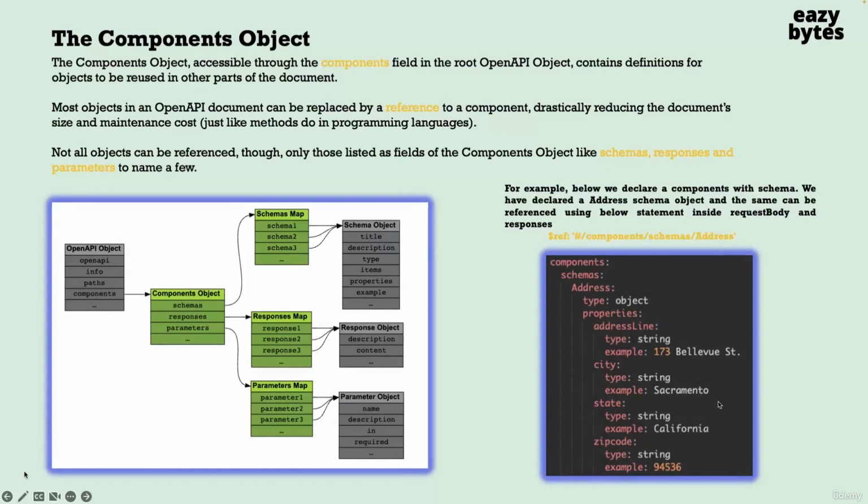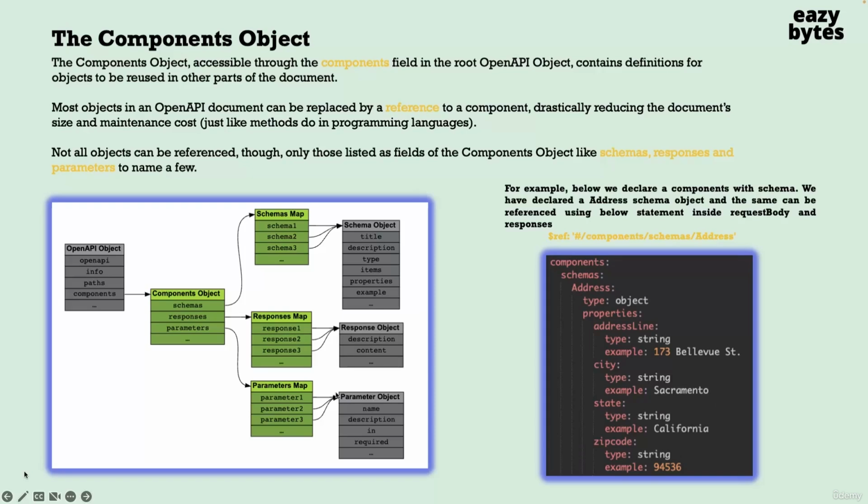Using the components object, which is a root field inside your OpenAPI, we can define schemas, request bodies, responses, parameters. Once we define these details inside components, the same can be referenced inside your paths or operation objects with the help of the $ref keyword.